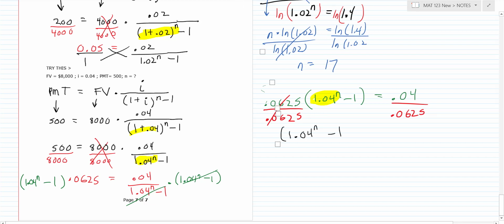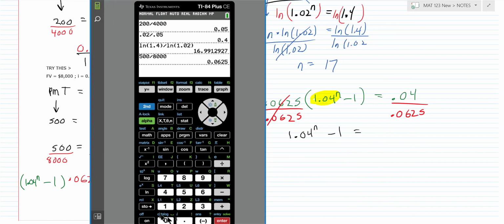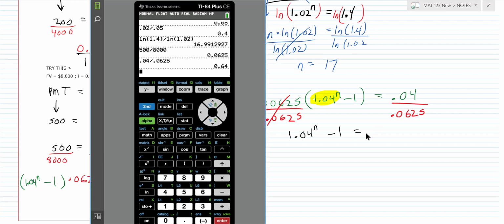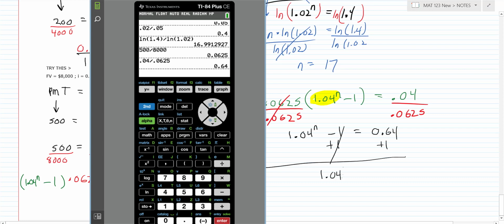You don't really need parentheses around that anymore. And then we just go to the calculator. Okay, so I'd end up having this. 0.04 divided by 0.0625. Write all the decimals down, so that is 0.64. Okay, all right, what's next? Add 1. Okay, add 1. You want to get the 1.04^n by itself. So you want to do this. Okay, that's going to give 1.04^n equals 1.64.